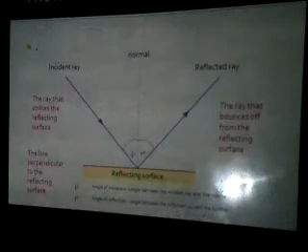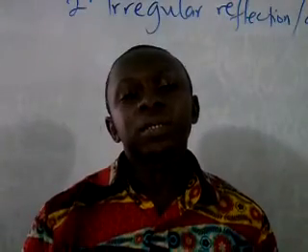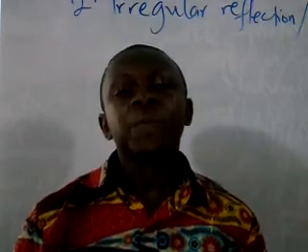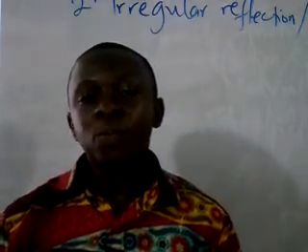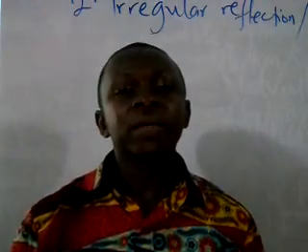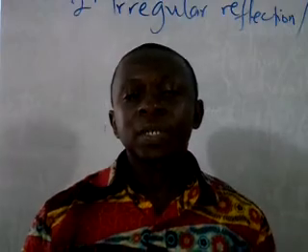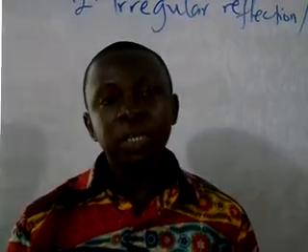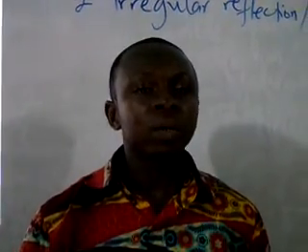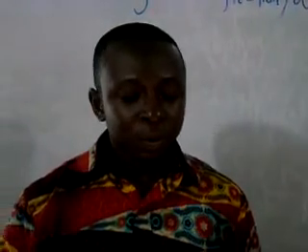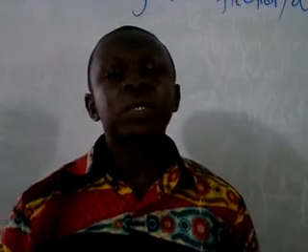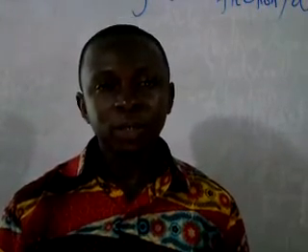So let's recap the laws of reflection. Law 1 states that the incident ray, the reflected ray, and the normal at the point of incidence all lie in the same plane. The second law also states that the angle of incidence is equal to the angle of reflection. So these are the laws of reflection. We'll bring this session to a close at this point.